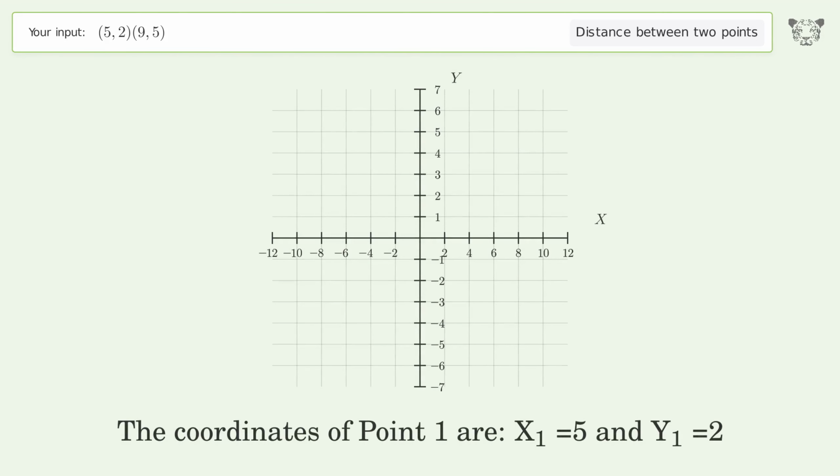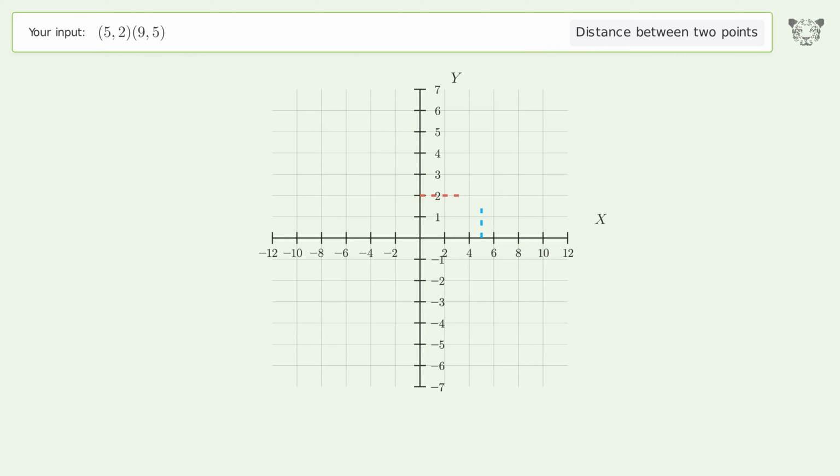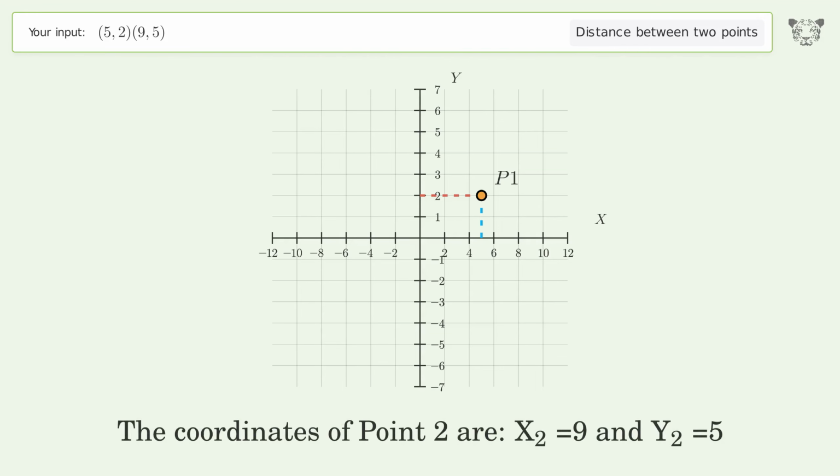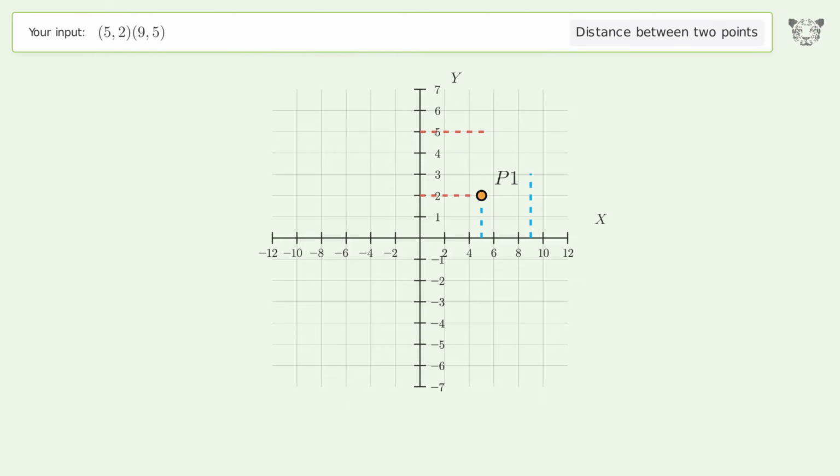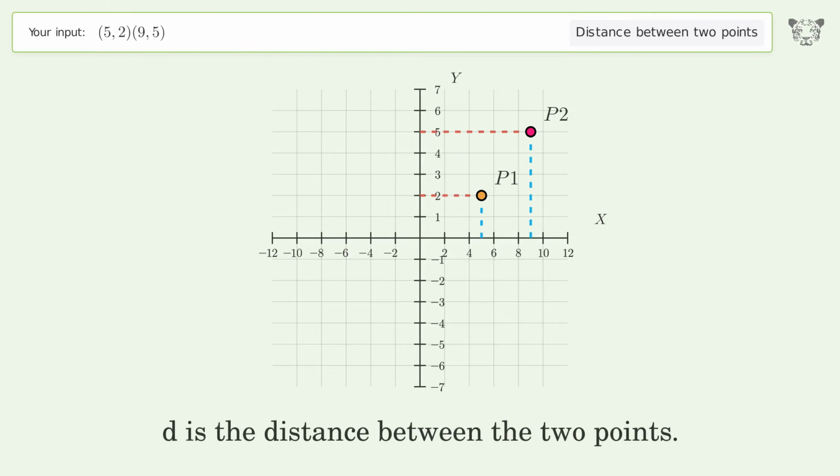The coordinates of point 1 are x1 equals 5 and y1 equals 2. The coordinates of point 2 are x2 equals 9 and y2 equals 5. D is the distance between the 2 points.